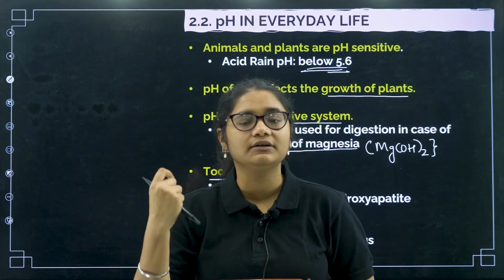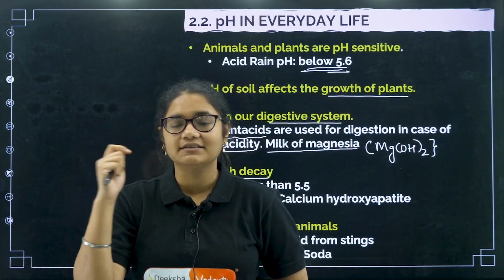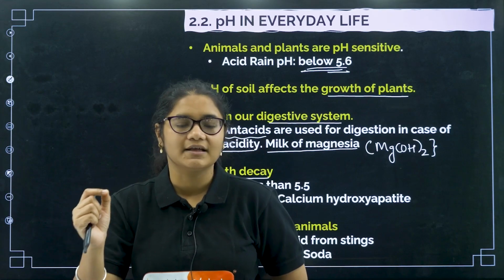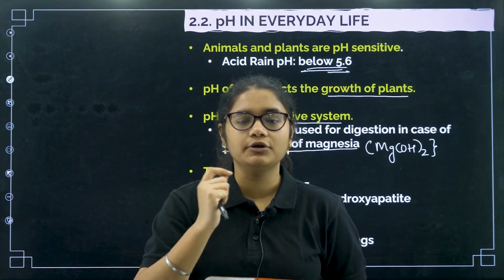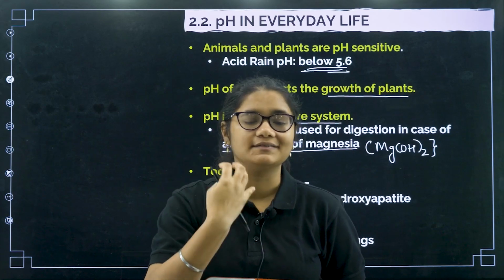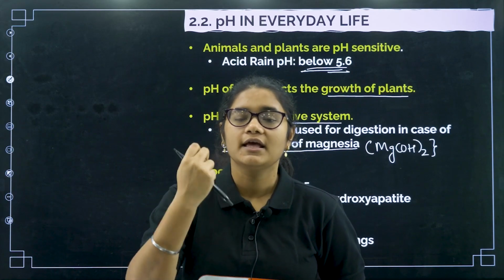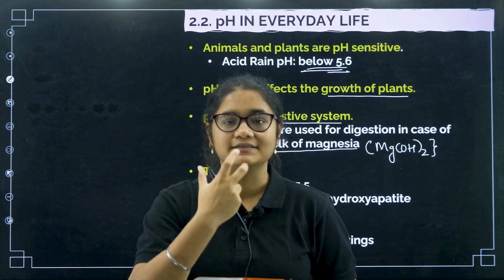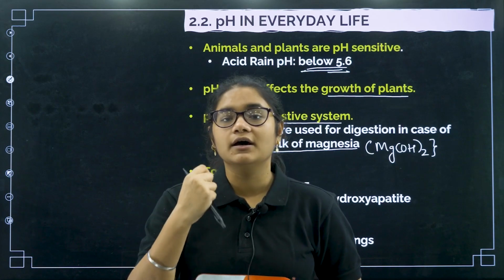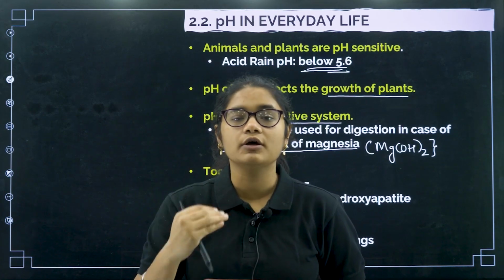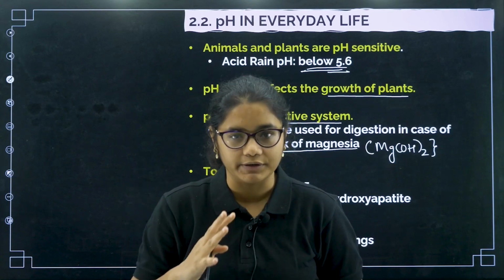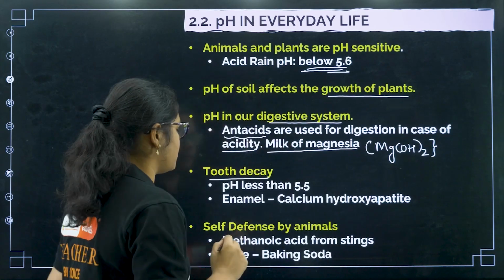Now how does brushing teeth prevent it? The toothpaste that we are using contains a base. So when you brush your teeth, you neutralize the excess acid present in your mouth. When you neutralize this excess acid, the acid is consumed, so your mouth again becomes neutral. That is how you should remember it.